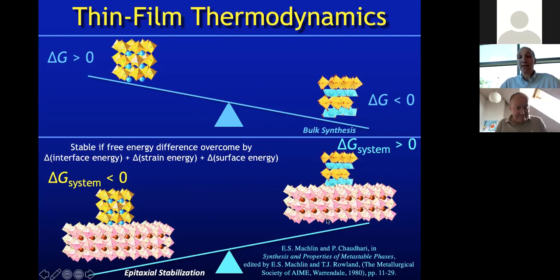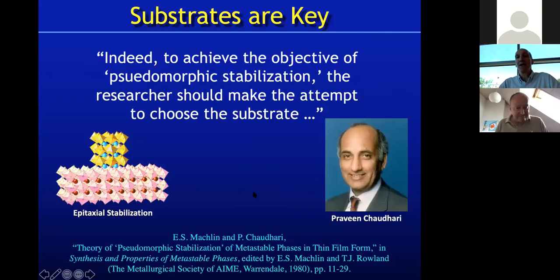It was recognized 40 years ago. So I'll show you, Praveen Chaudhari and Mac Lin recognized this ability. They wrote out the thermodynamics. Here's a quote from Praveen, who was director of Brookhaven Lab, also director of physical sciences at IBM when I was a postdoc years ago. But he recognized the power of epitaxial stabilization, and also recognized the importance of the substrate.